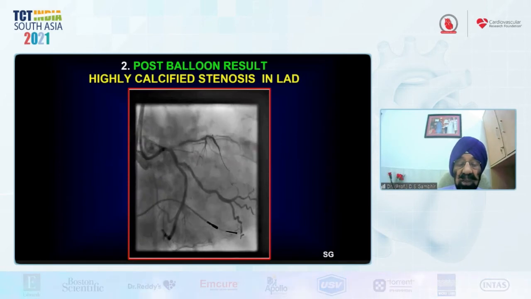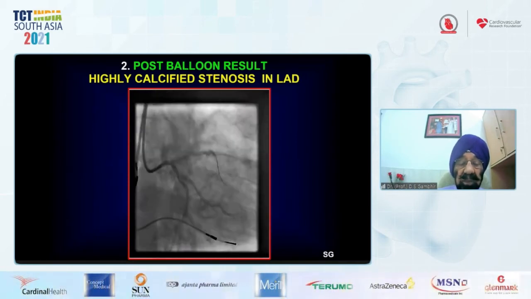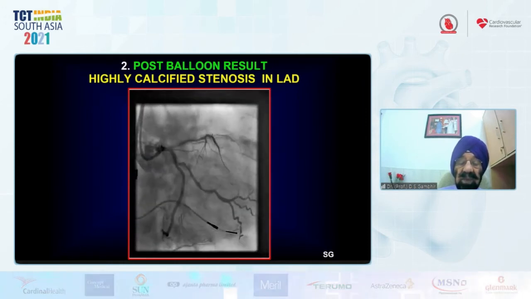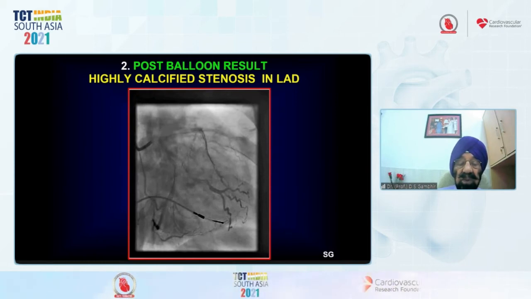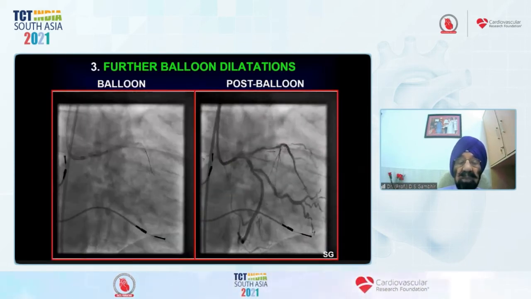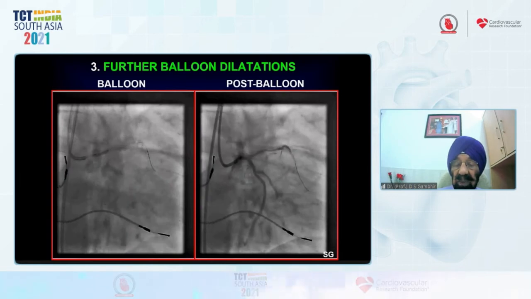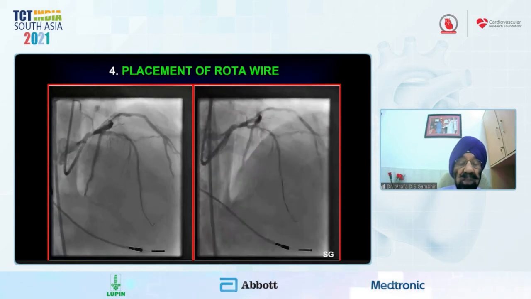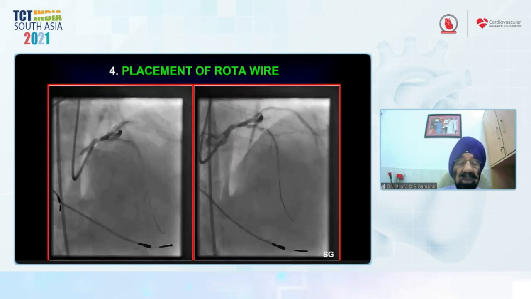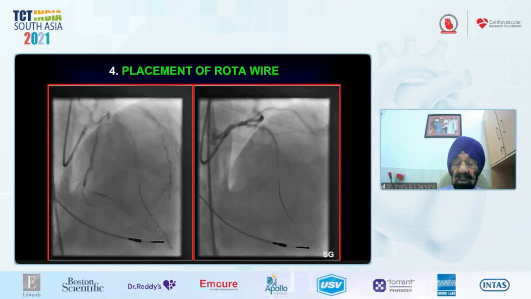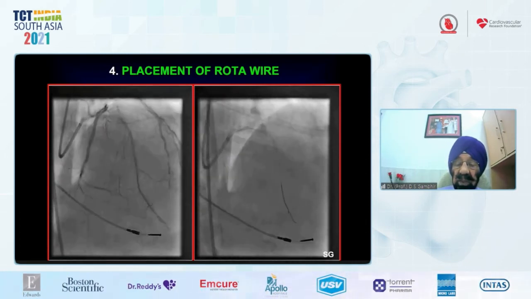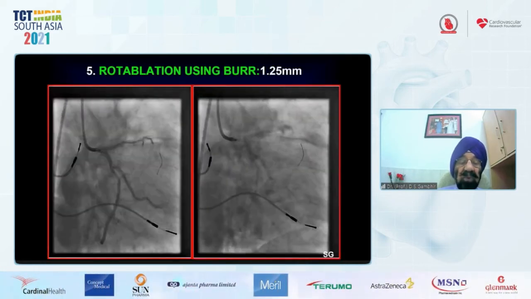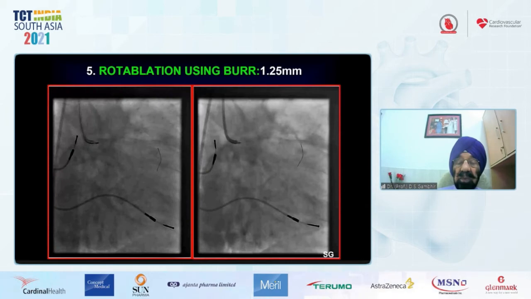So we were able to get a conventional PTCA wire across, did a lot of thrombosuction, and then we realized that it's a highly calcified vessel and the flow is unlikely to be restored. So we did serial balloon dilatations, and you can see that post balloon the result is not good, only TIMI 2 flow. So at this point, we thought of doing a ROTA. We placed the ROTA wire in the vessel, in the lumen created by the previous balloon dilatation. Having placed the ROTA floppy wire, we did a ROTA ablation using a 1.25 millimeter burr.